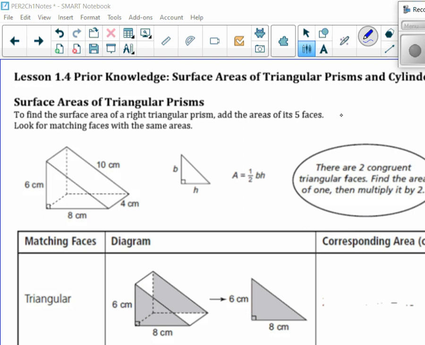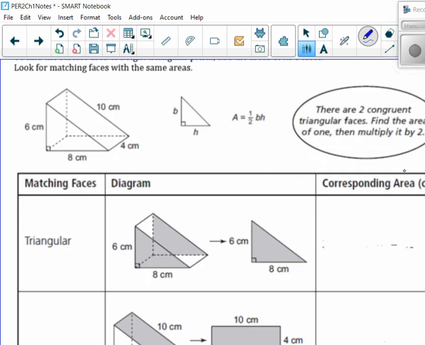Alrighty, surface area. So this is prior knowledge. You learned this in grade 7 or 8, so we're just going to do a quick review. First things first, you have to know how to find the area of a triangle, and that is 1/2 base times height. Or you can also have it as base times height divided by 2.